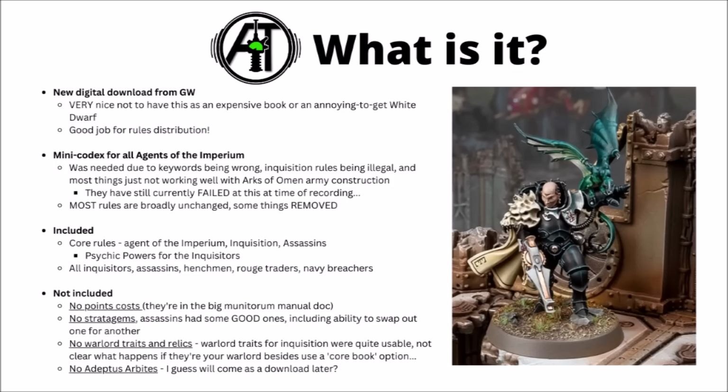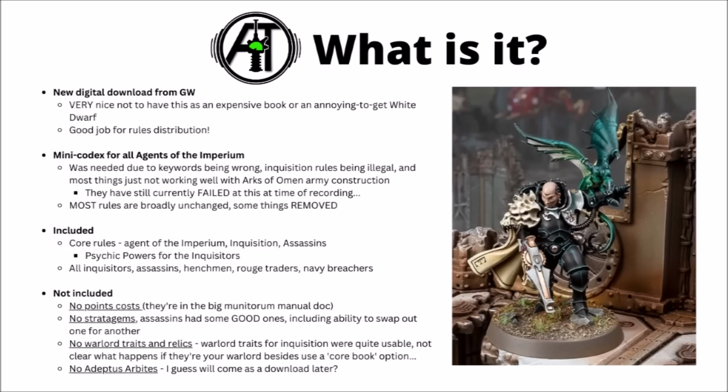In terms of what we get in the update, there's the core rules for the Agents of the Imperium keyword, Inquisition and Assassins. There's the Psychic Powers Telethesia discipline for the Inquisitors, and then there's datasheets and weapon profiles for the Inquisitors, Assassins, Inquisitorial Henchmen, and the Rogue Traders and Navy Breachers.